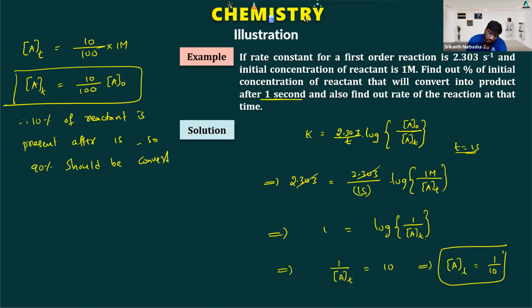Yes or no? Yes, sir. 10% of the reaction is left out after time t. So 90% should be converted, and also find the rate of reaction at that time.